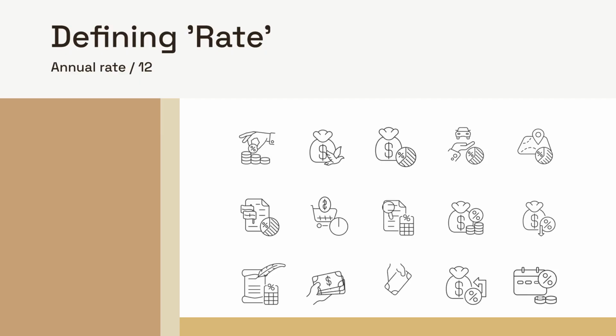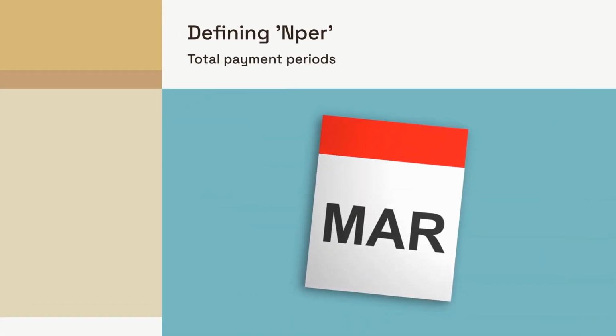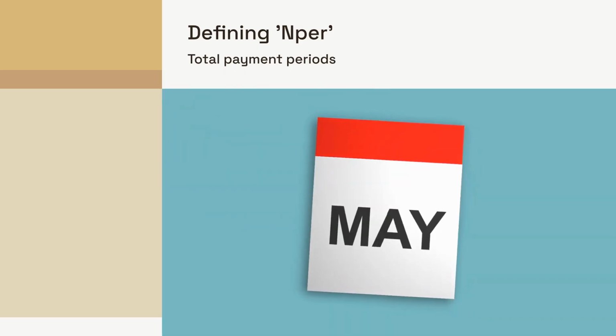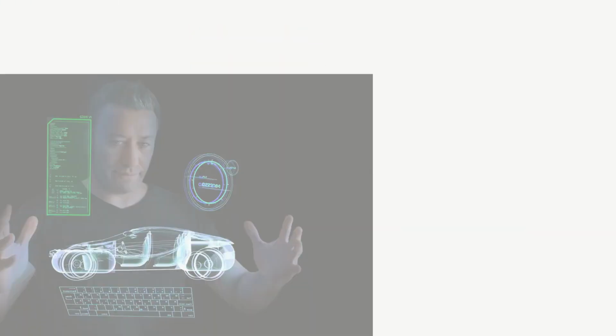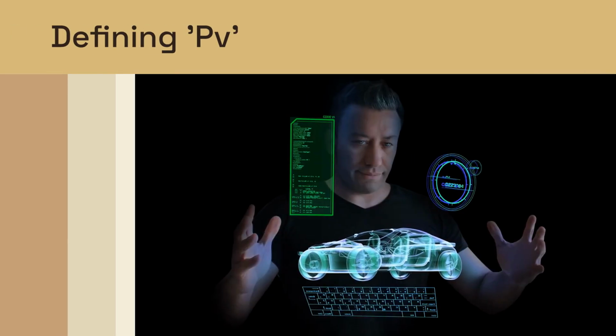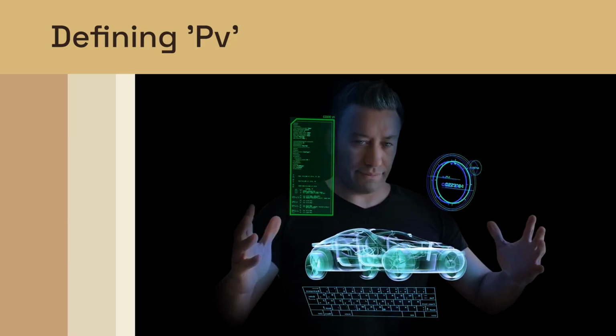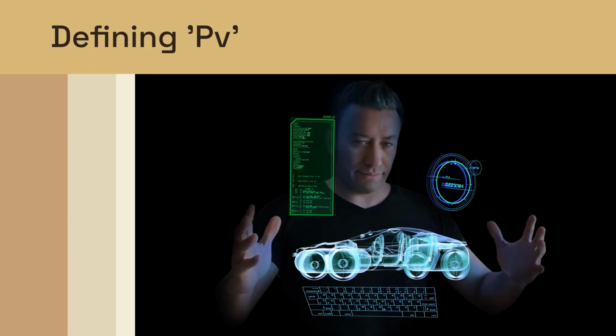So that's 0.012 divided by 12. NPER represents the total number of payments. For a standard 5-year auto loan, this would be 60 months. PV is the present value of the loan, essentially the amount financed. In our car example, we'll use $29,000.